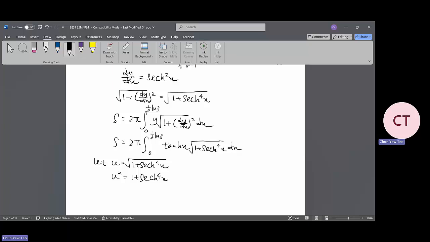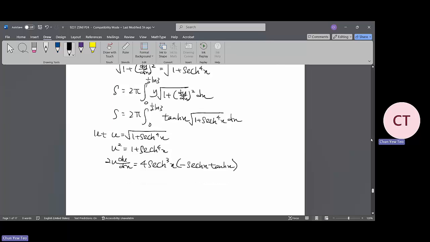Then we do the implicit differentiation. 2u du/dx is equal to 4 sec cubed x times negative sec x tan x. So you will get this as negative 4 sec to the power of 4x tan x. So this will be 2u du/dx.